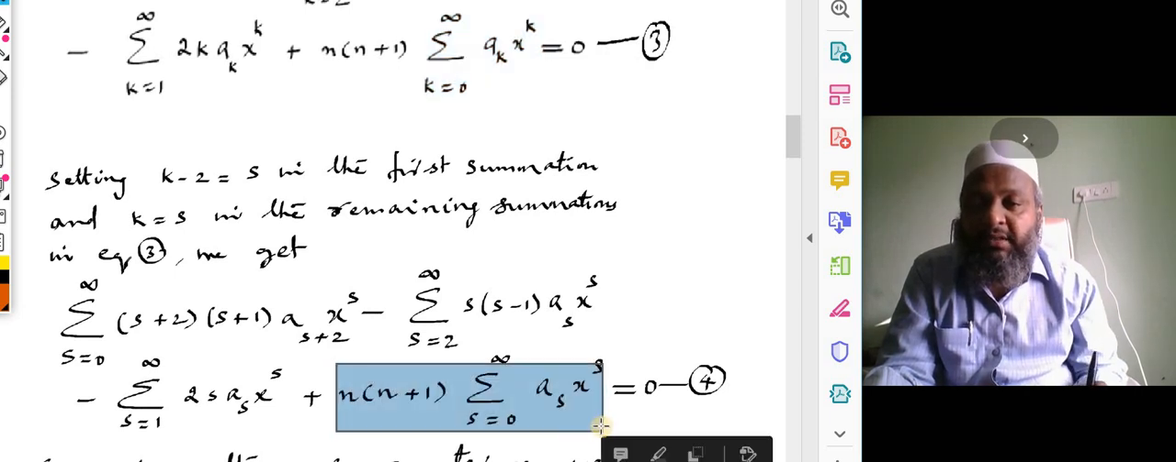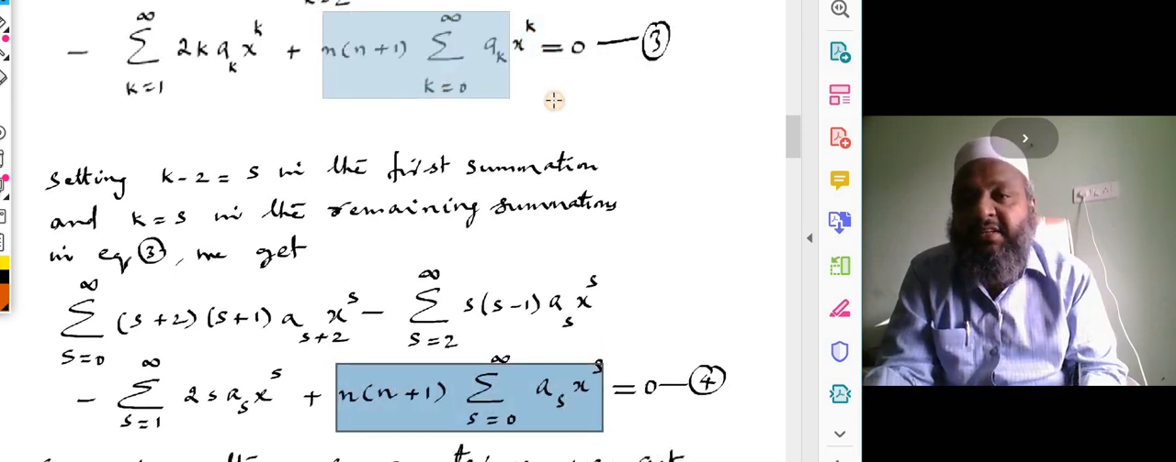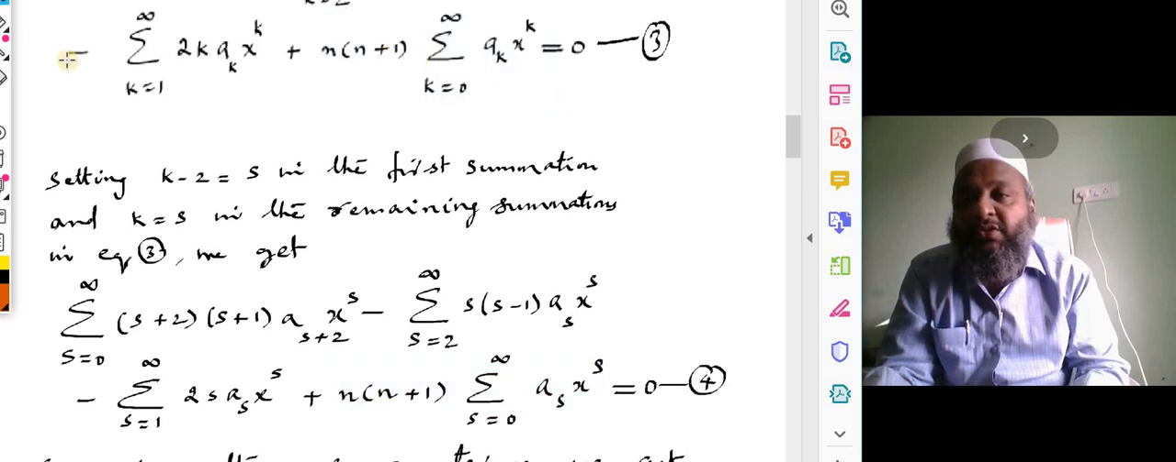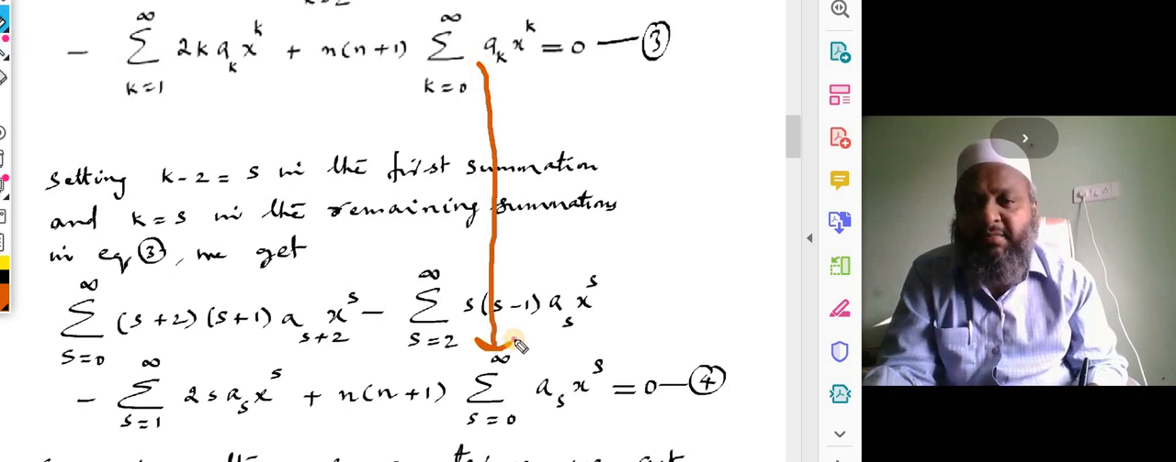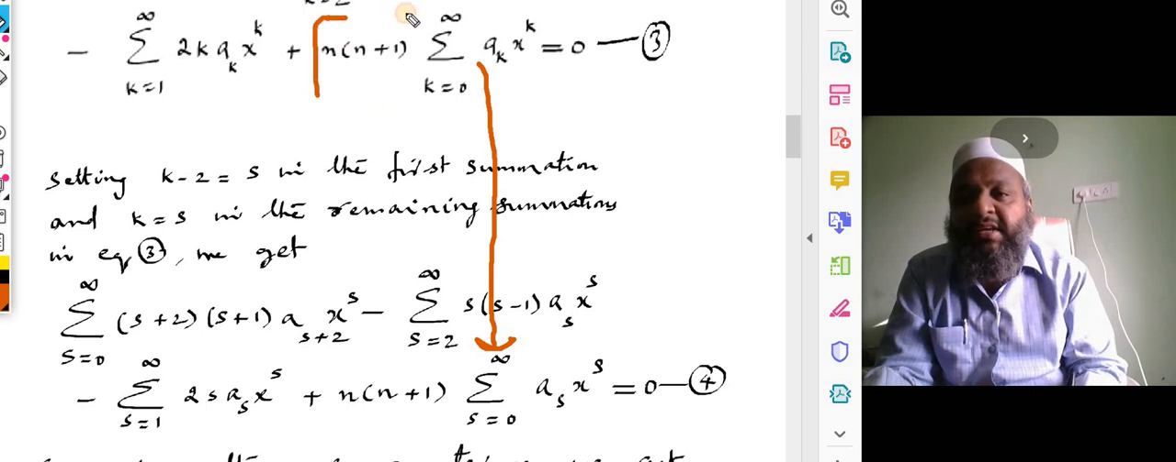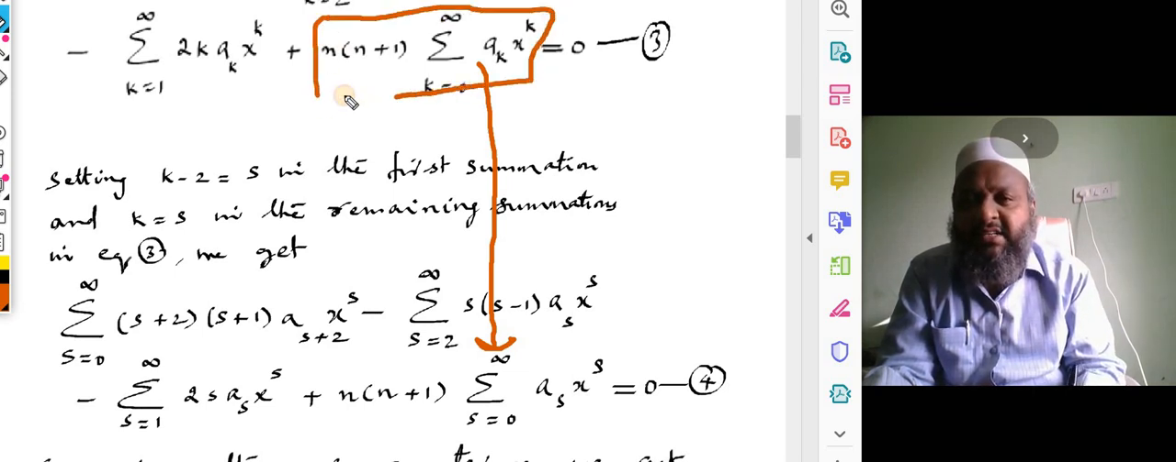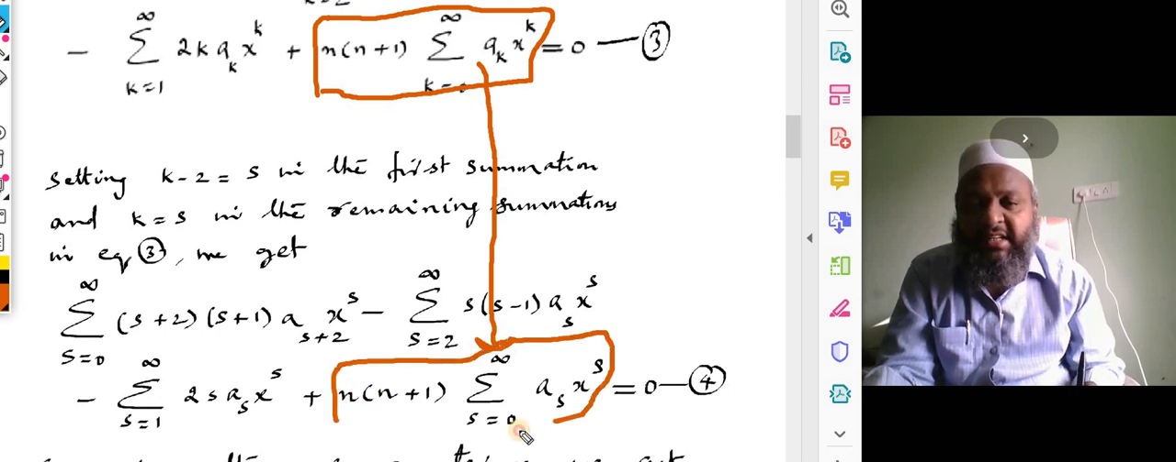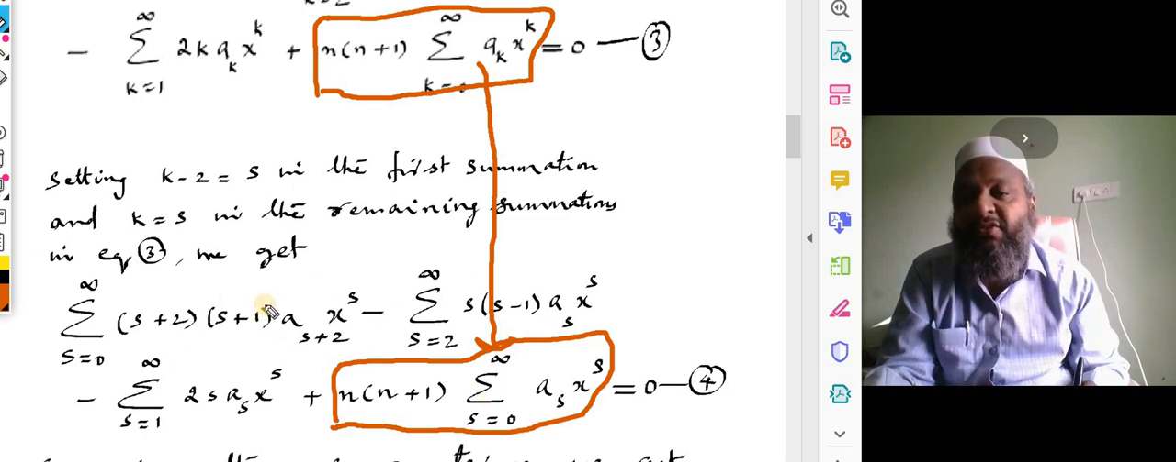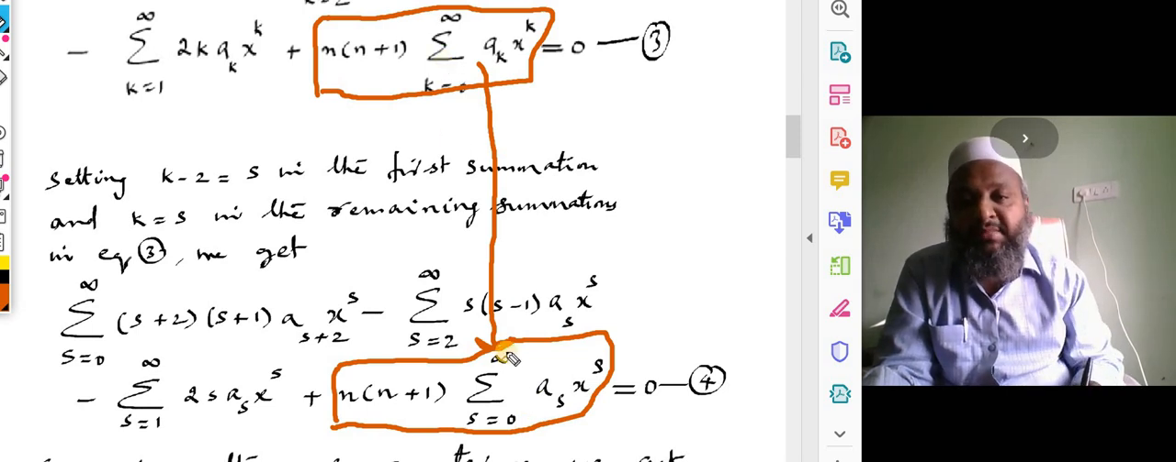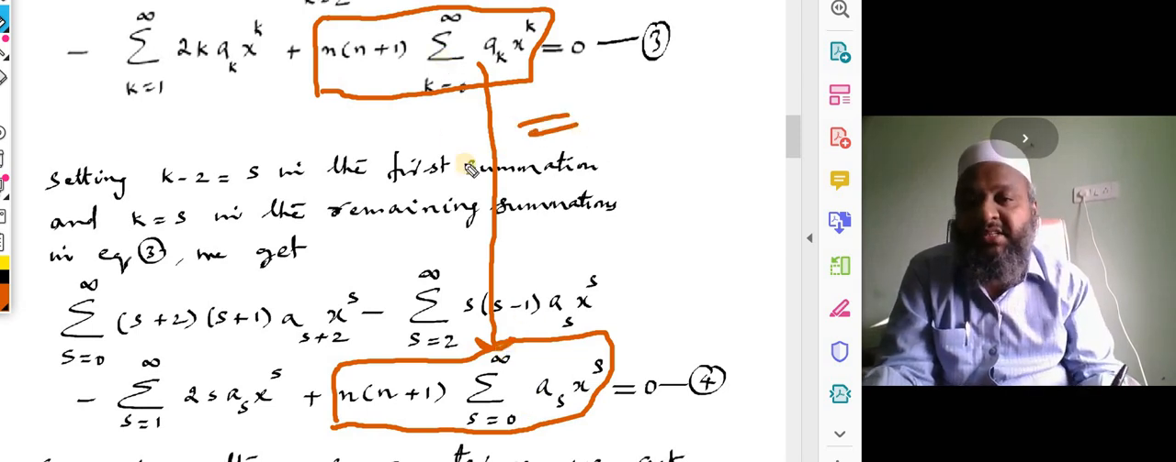So this particular summation has now become like this. So this n into n plus 1, this one exactly is going to become just this one. The only change is, instead of writing k, I have written s. The reason behind it is we want to combine all of them after some steps. So this summation and this summation are one and the same, they are equal summations.